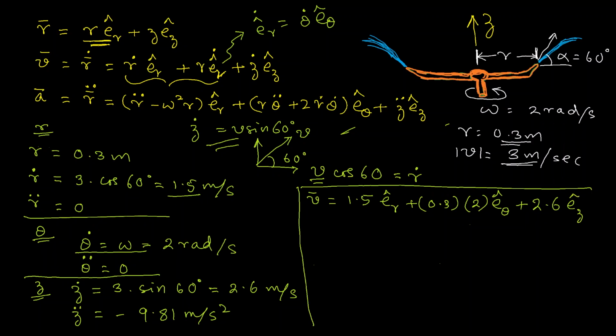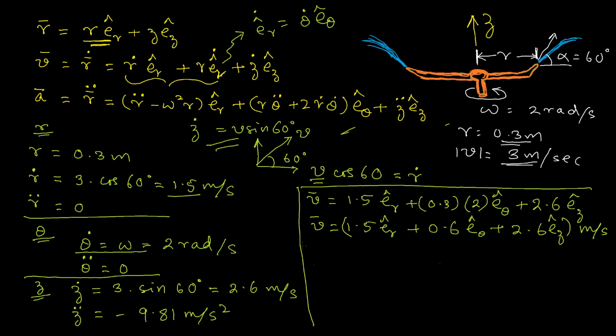Fine. So this is your velocity vector. I'll write it here again. So v is 1.5 e_r plus 0.6 e_theta plus 2.6 e_z meters per second.